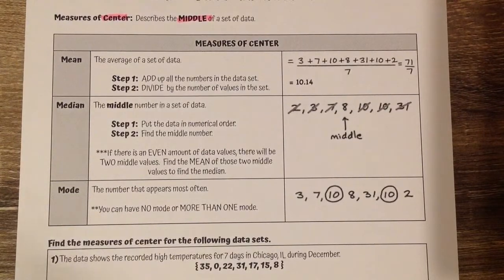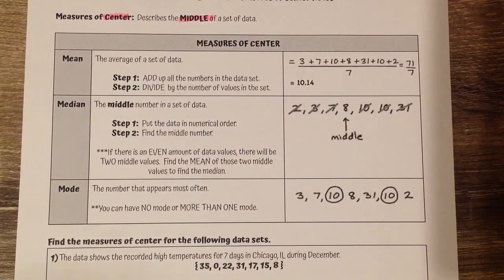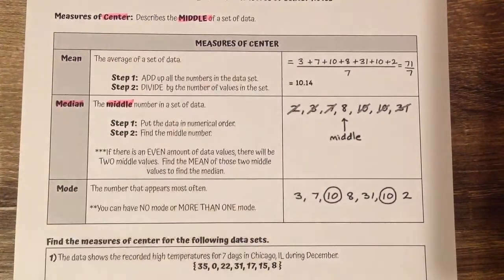So we can have the mean, which is the average of a data set. You add up all the numbers in the set, divide it by the number of values. So there's an example right there. You have the median. I think of median like a median in the road. It's in the middle of the road.